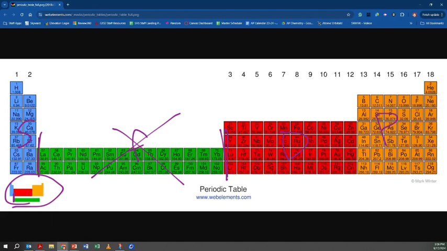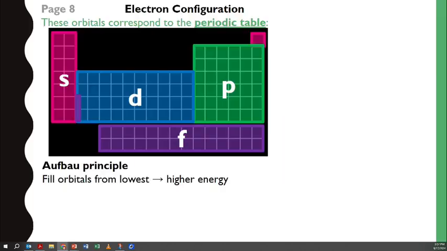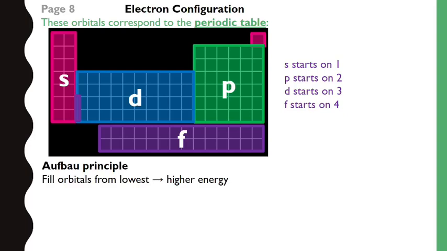Now, something new to write in your notes is that each of these areas has a different specific energy level that they start at. Each energy level basically can add a new shape of orbital. So our S block elements start at energy level 1, P start at 2, D start at 3, and F start at 4.